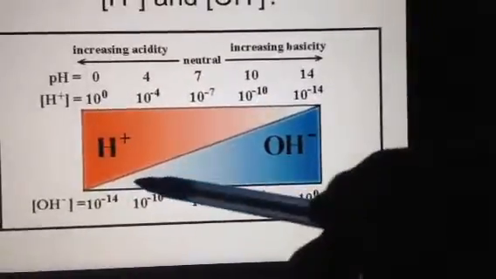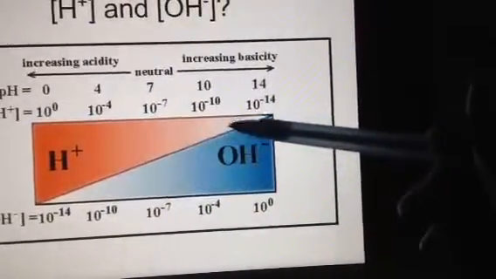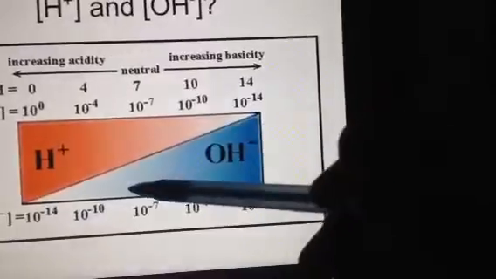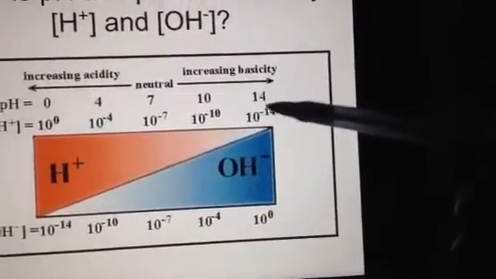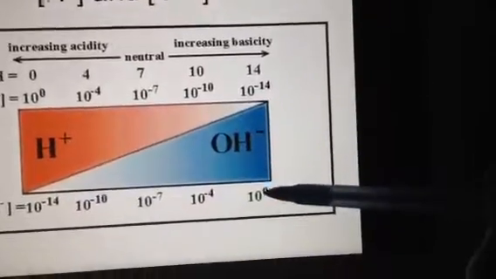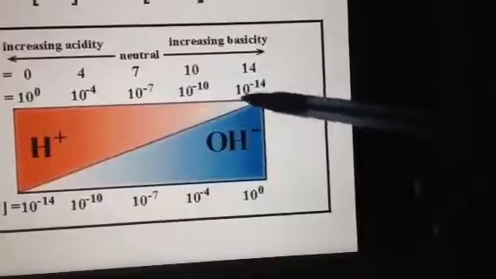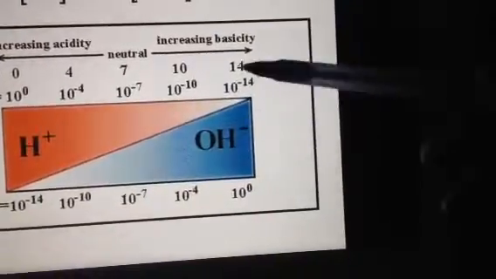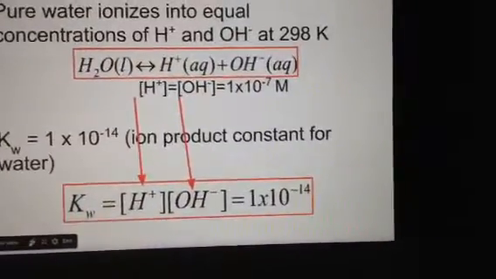Okay, so now look at the balance of the H's and the OH's. There's always a nice balance. But as we go down and the pH is higher, which means it's basic, we have more base ions. Again, 10 to the 0th power is bigger than 10 to the negative 14th. But if I multiply these two values, I will always get this magical number: 1 times 10 to the negative 14th.